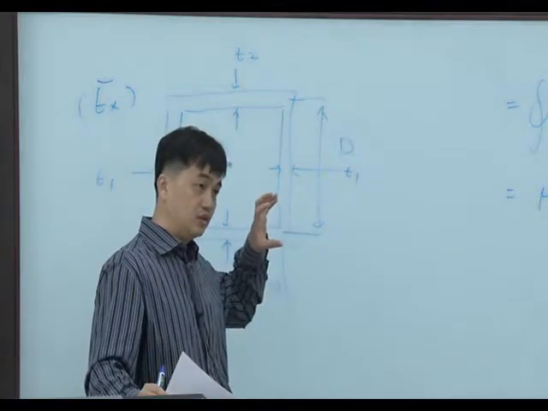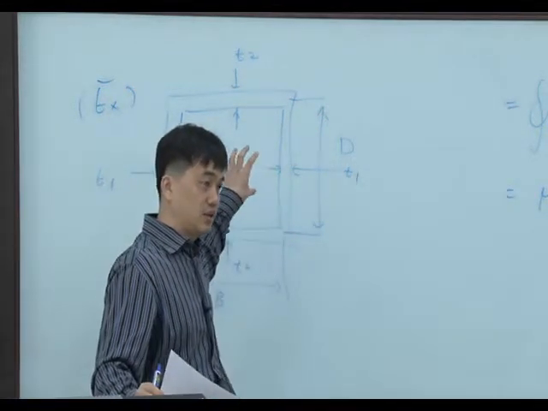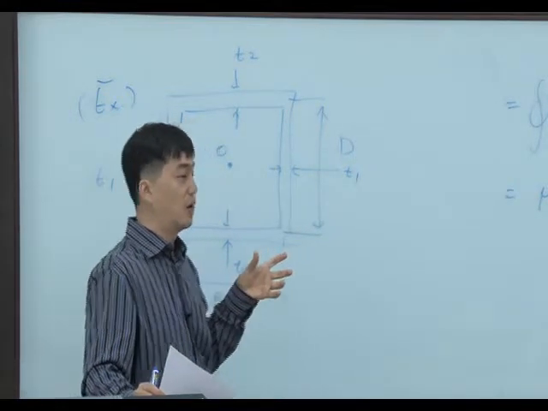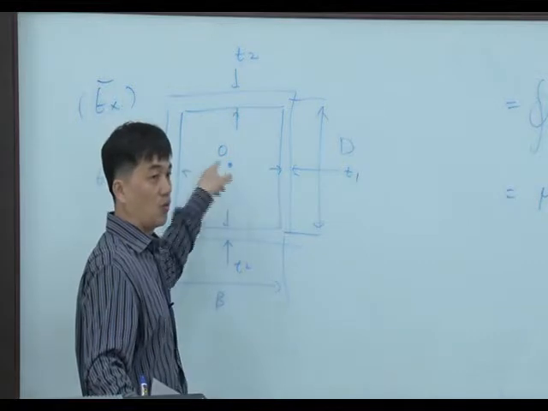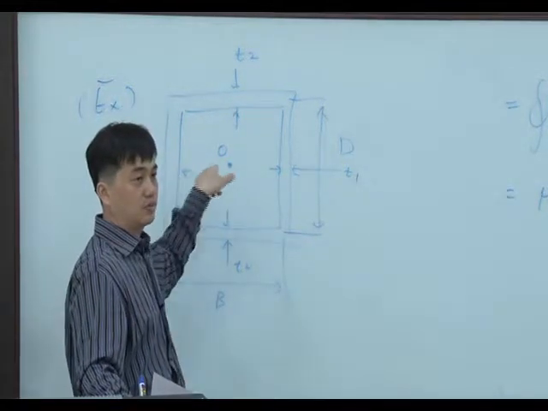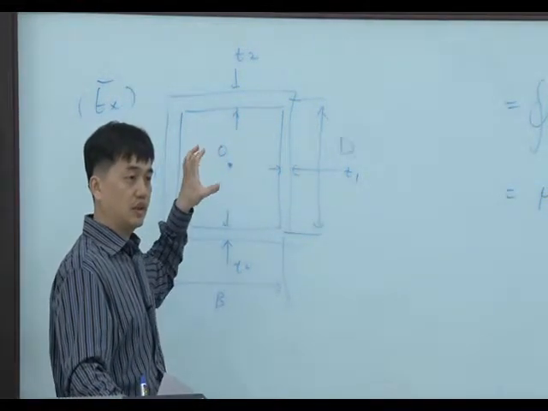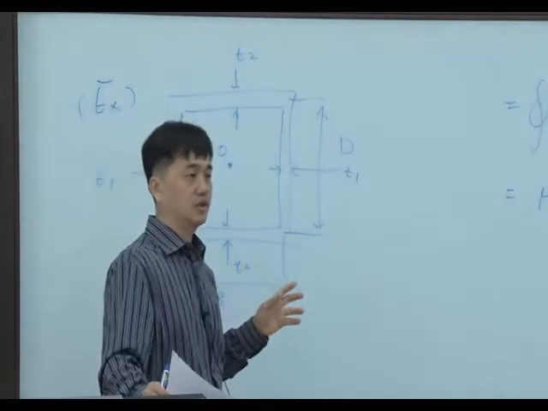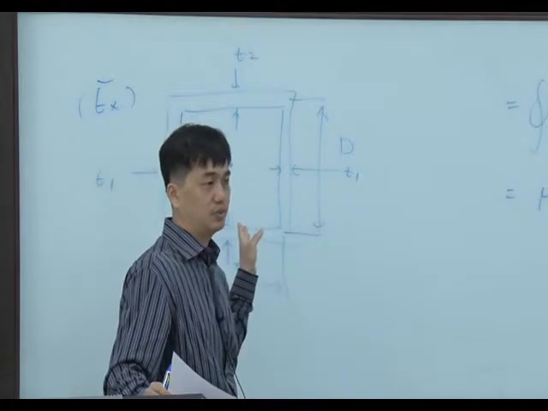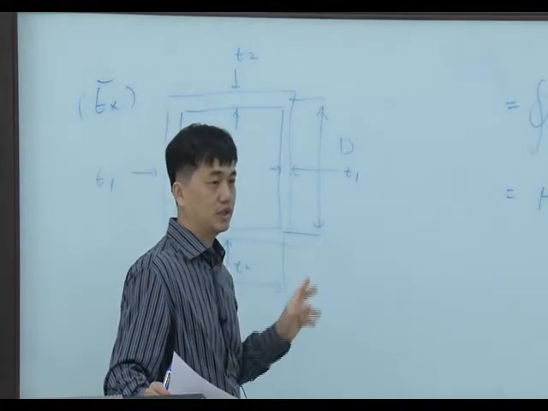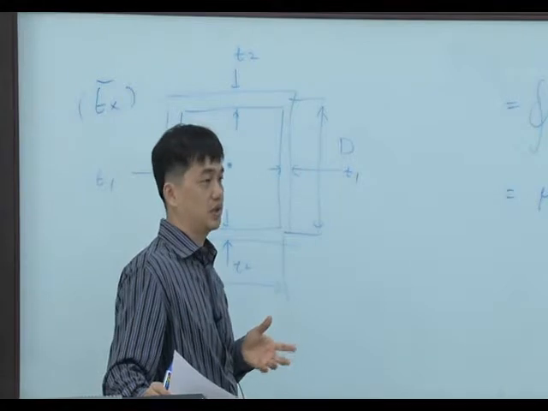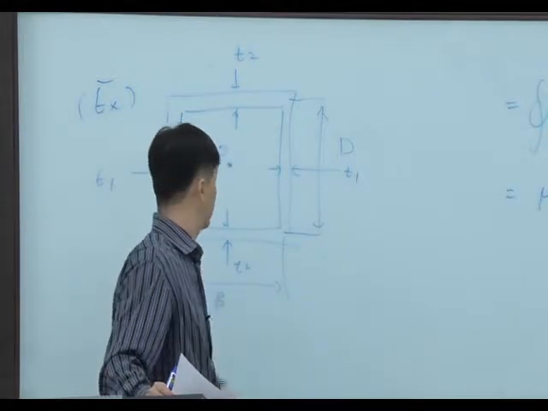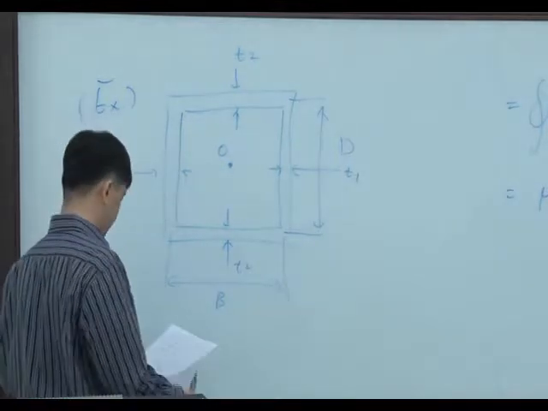So when a twisting moment is applied, this section will rotate about the point O, the line through the point O. We call this the center of twist. Calculation of the center of twist in this case is very simple, but for a general section, it's quite a hard job. We need to use some numerical tool to calculate the center of twist.